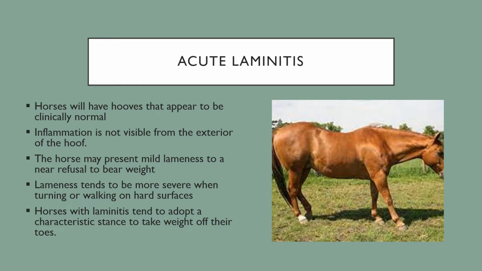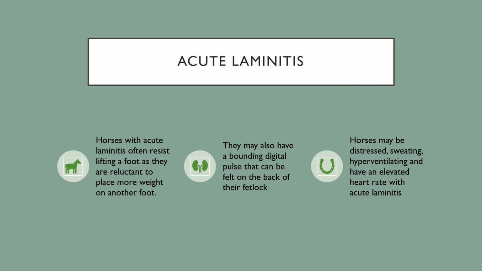Horses with acute laminitis often resist lifting a foot as they are reluctant to place more weight on another foot. They may also have a bounding digital pulse that can be felt on the back of their fetlock, and like I said above, their hooves may be hot to touch. Horses may be distressed, sweating, hyperventilating, and have an elevated heart rate with acute laminitis.